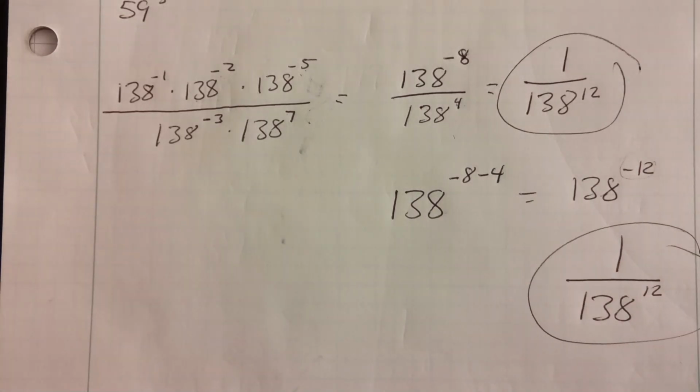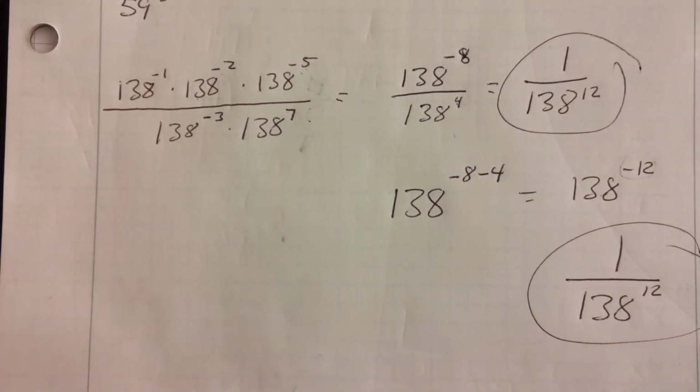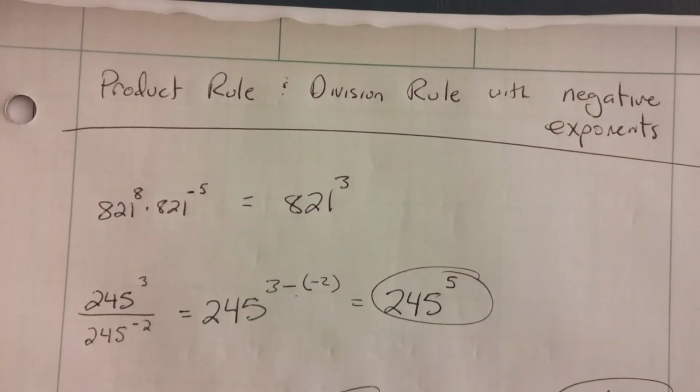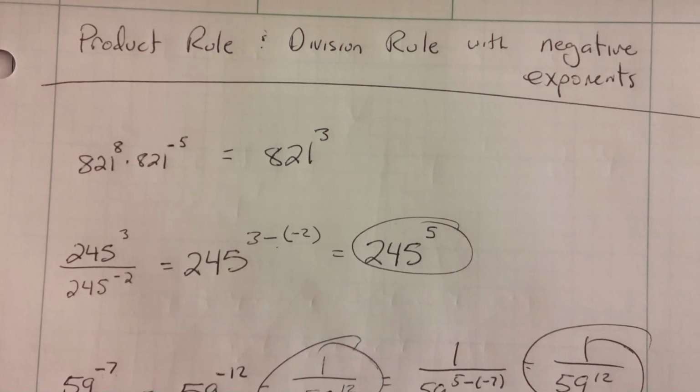So hopefully this is almost a review, because we've talked about the product rule, the division rule, and negative exponents. It's just combining them all.